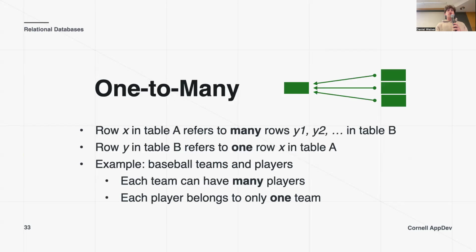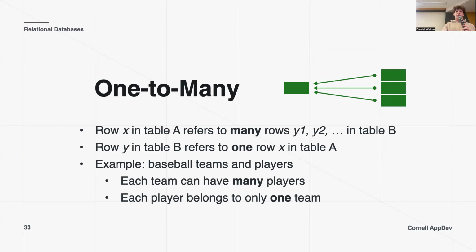So now jumping into a different type, one-to-many. This is when a row X, so one random row in table A, refers to many rows, like Y1, Y2 in table B. But row Y in table B refers to only one row in table A. So you can see the little green diagram. We could have multiple rows in one table referencing only one single one in another table.